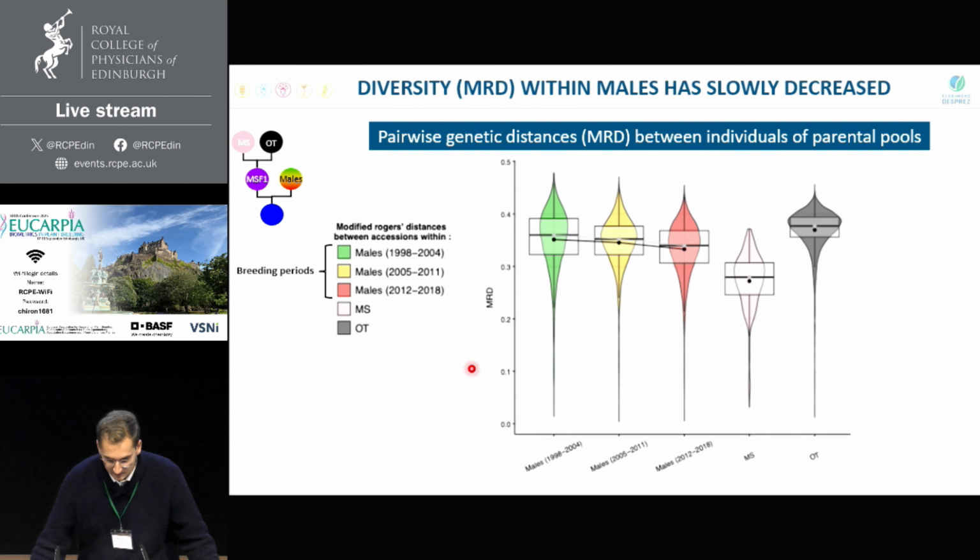And here you can see that globally we have quite high values of MRD, but also the evolution within the male pool: a slight decrease in diversity within males through time, which is quite expected because of the high selection thresholds.